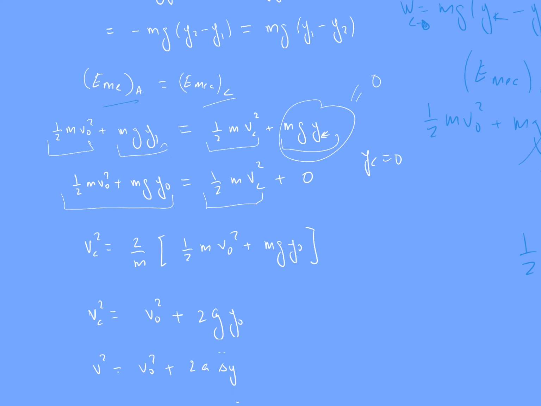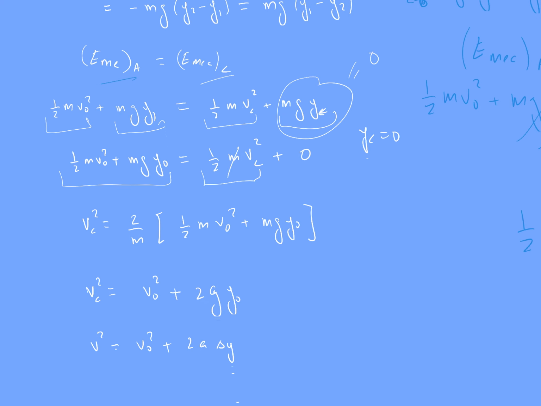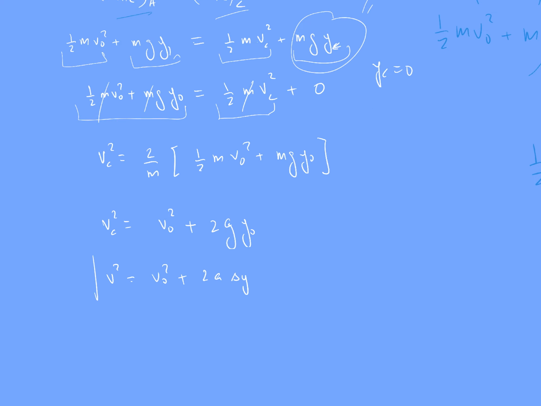I can cancel the m, of course, and I can arrive at this equation. So this is Vc squared equal to V0 squared plus 2 times a delta y. Does this equation sound familiar? I think so, it's familiar. But it is obtained using principles of conservation of energy. So this is the velocity Vc.